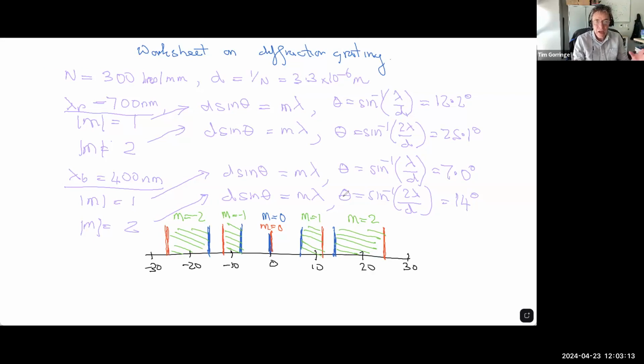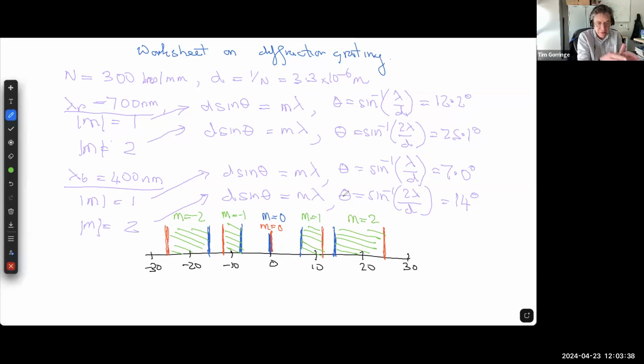So for the 100 lines per millimeter, I won't redraw it. This whole pattern will stay the same pattern, but it's going to be compressed from this range that goes out to about 25 degrees to a smaller range corresponding to the greater distance between adjacent slits in the diffraction grating.